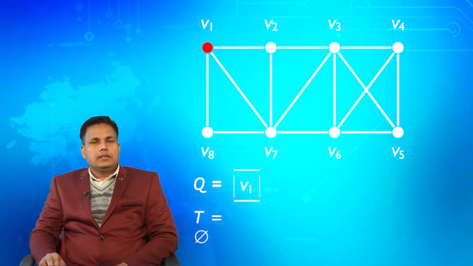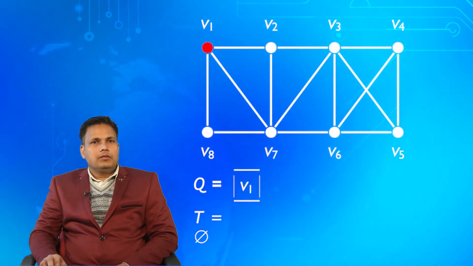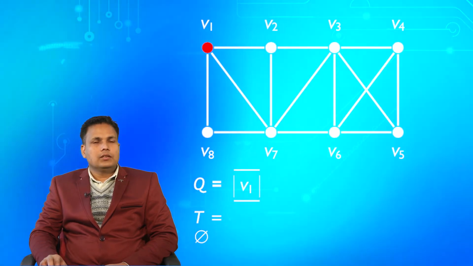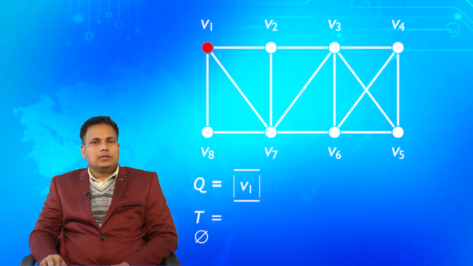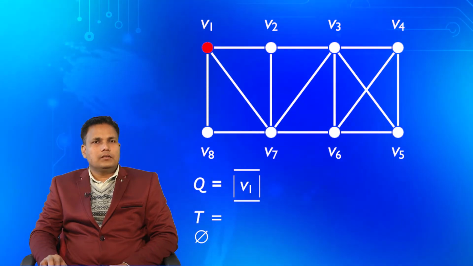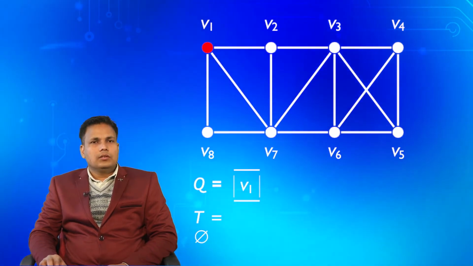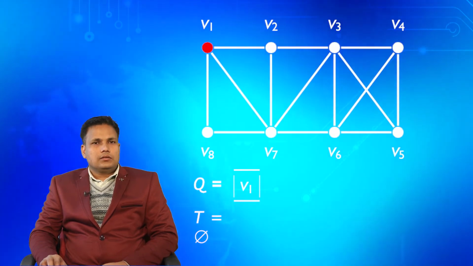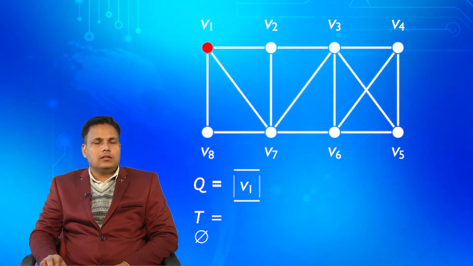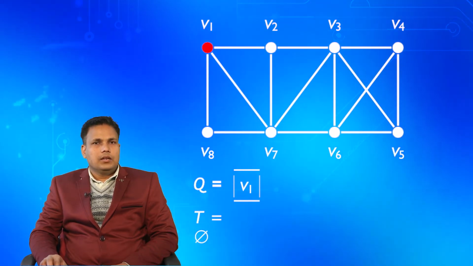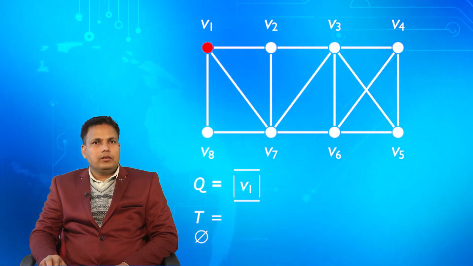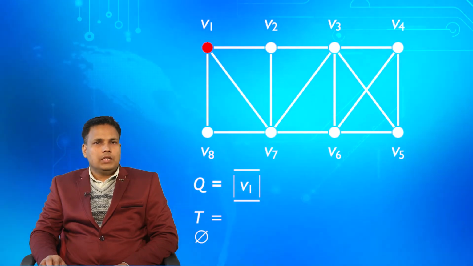Consider this graph. It has 8 vertices V1, V2, V3, V4, V5, V6, V7, V8. So, here we start our process at the root V1, that is we are assuming V1 as the root. So, initially the set Q contains V1 and T contains nothing. So, T is empty, right. So, we shall visit the unvisited neighbors of V1, which are V2, V7 and V8, right.